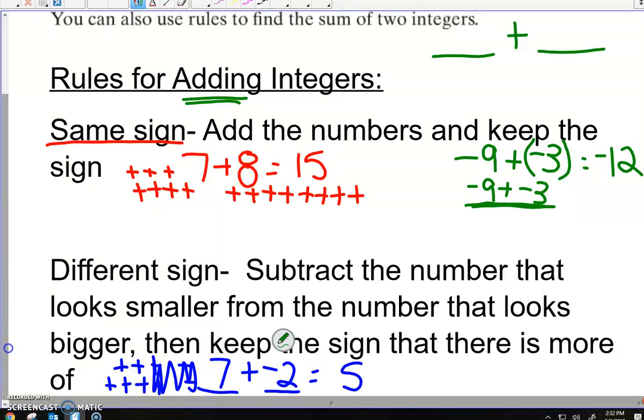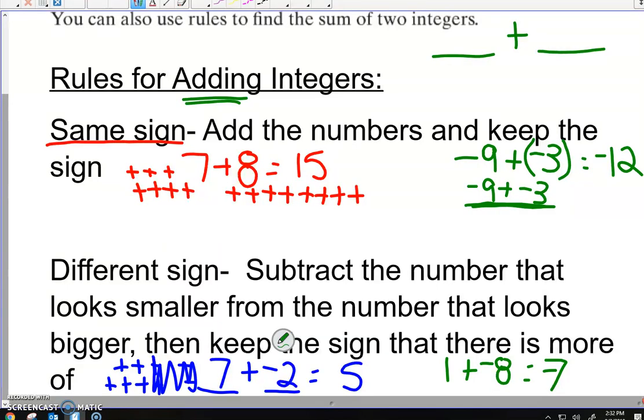Let's try another example. This time I've got positive 1 plus negative 8. Let's see. Different signs. One's positive and one's negative. Subtract the number that looks smaller from the one that looks bigger. 1 looks smaller than 8, so I do 8 minus 1, which is 7. Do I have more positives or more negatives? More negatives, so my answer is negative this time.